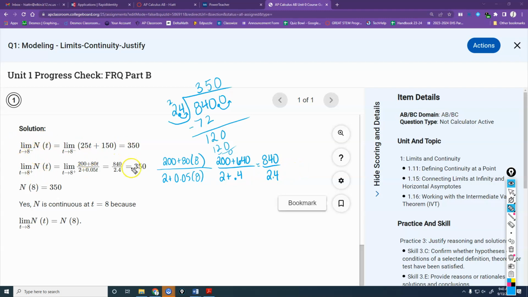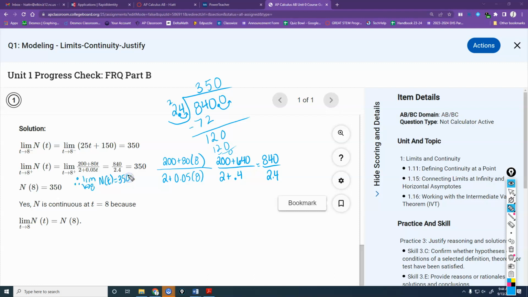So limit from the left and limit from the right are 350. N of 8 is also 350. You don't really have to do work for that because it's just plugging it into that bottom equation, where your "or equal to" is. It's also 350. So yes, N of t is continuous at t equals 8 because the limit as t approaches 8 of N of t equals N of 8. I probably would have done another "therefore, limit as t approaches 8 of N of t equals 350."